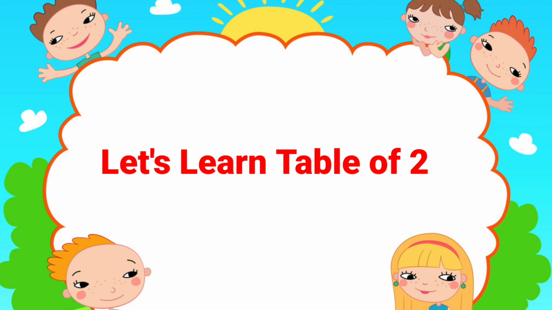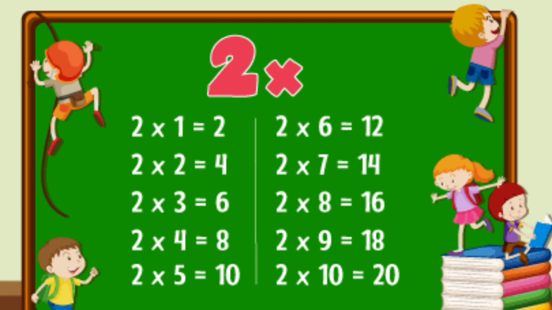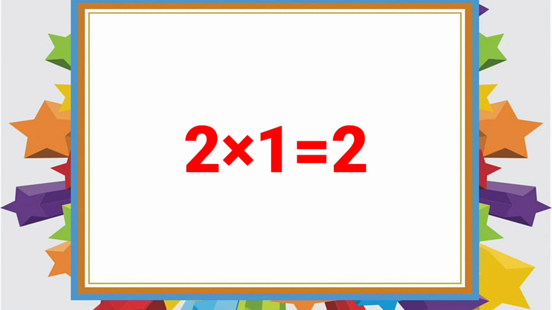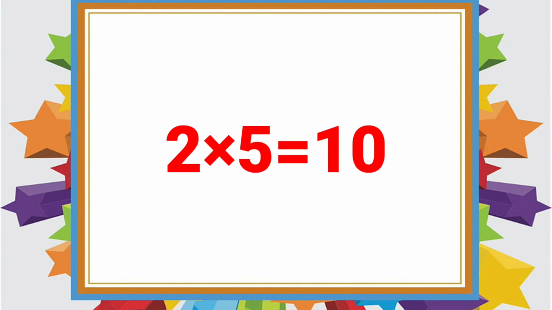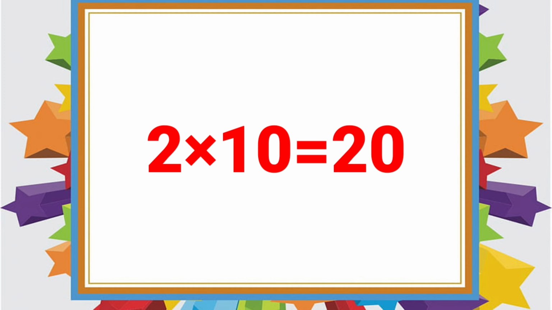Let's learn table of 2. 2 ones are 2. 2 twos are 4. 2 threes are 6. 2 fours are 8. 2 fives are 10. 2 sixes are 12. 2 sevens are 14. 2 eights are 16. 2 nines are 18. 2 tens are 20.